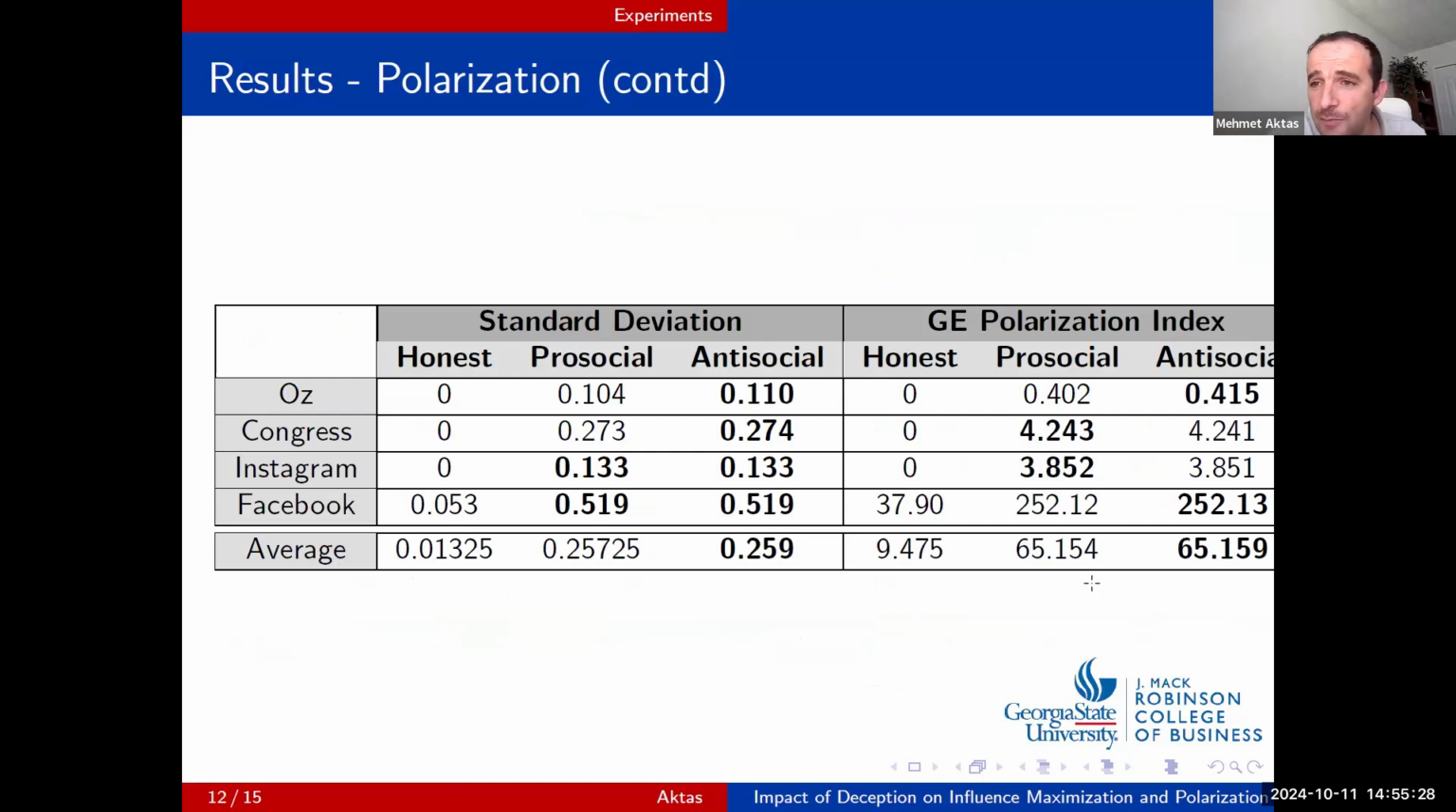We did the same example, the same model, for our data sets. Remember, we had 4 different data sets. We used 2 different polarization metrics. The first one is standard deviation, and the second one is polarization index. As you see in the results, again, liars are causing more polarization than honest users. And between the 2 types of liars, anti-social liars are causing more polarization.